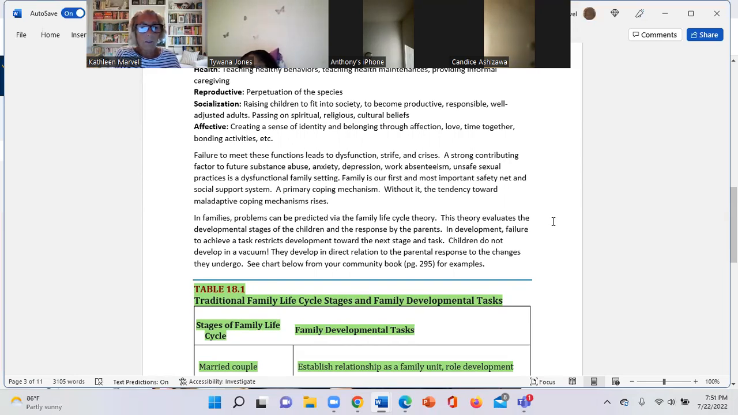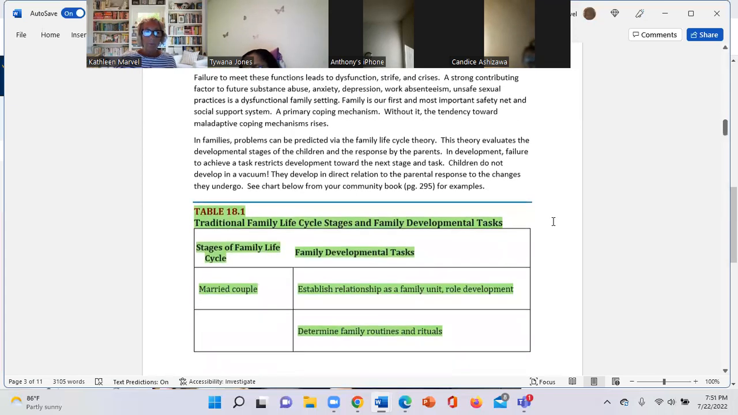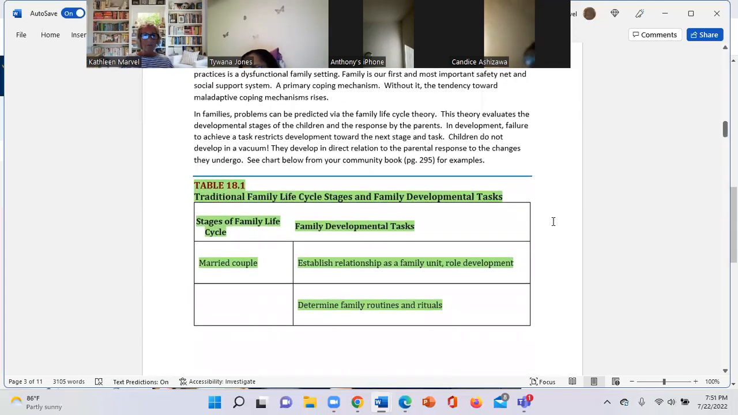Okay, in families, for purposes of this, families' problems can be predicted through a family life cycle theory. So that's what this highlighted box is. This theory evaluates developmental stages of children and the response by parents. Really interesting. We need to know this. You guys need to know this.